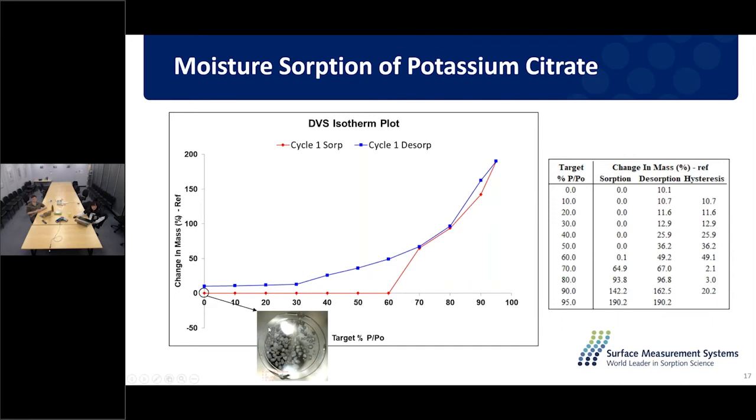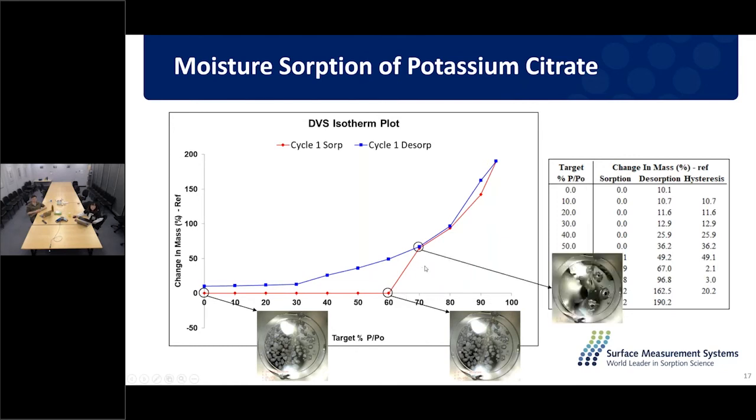We have a particulate sample at the beginning for the potassium citrate. This sample keeps its thick nature up to 60% RH, as shown in the DVS data, with no water pickup at all. And then it gradually dissolves as the water increases and fully dissolves at the higher humidity range.